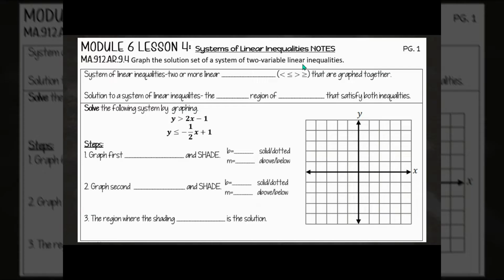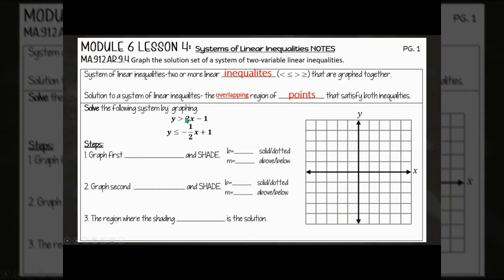So a system of linear inequalities is two or more linear inequalities. So these are all your inequality symbols: less than or equal to, greater than or equal to, that are graphed together. So we have to have two or more inequalities, and we're going to graph them together. The solution to a system of linear inequalities is the overlapping region of points that satisfy both inequalities.